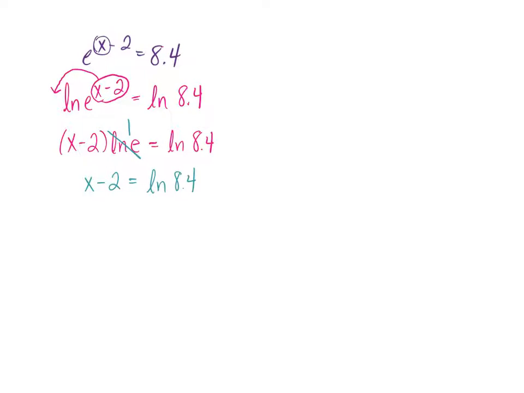You add 2 to both sides. Now, this natural log of 8.4 is its own value, so you can't just do 8.4 plus 2. You have to keep them separate until the very end. So what I would do is in your calculator, find an approximated value of the natural log of 8.4, and then add it to 2 and round to however many digits, and then you'll have your final answer.